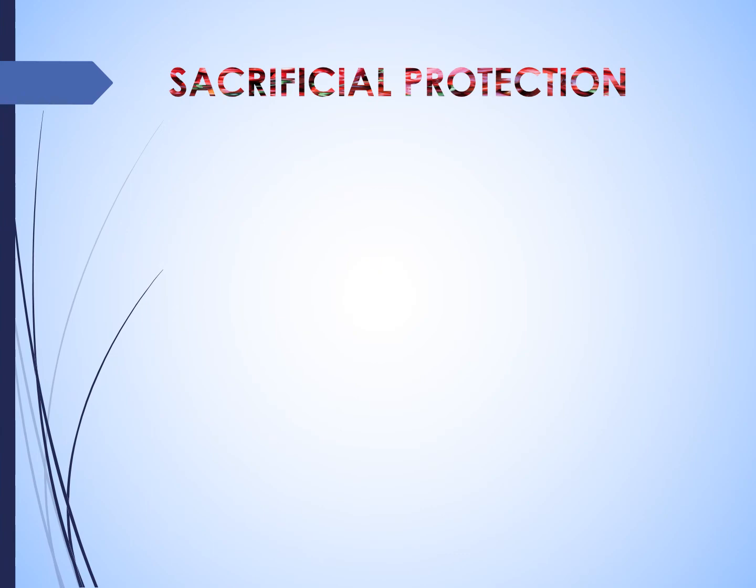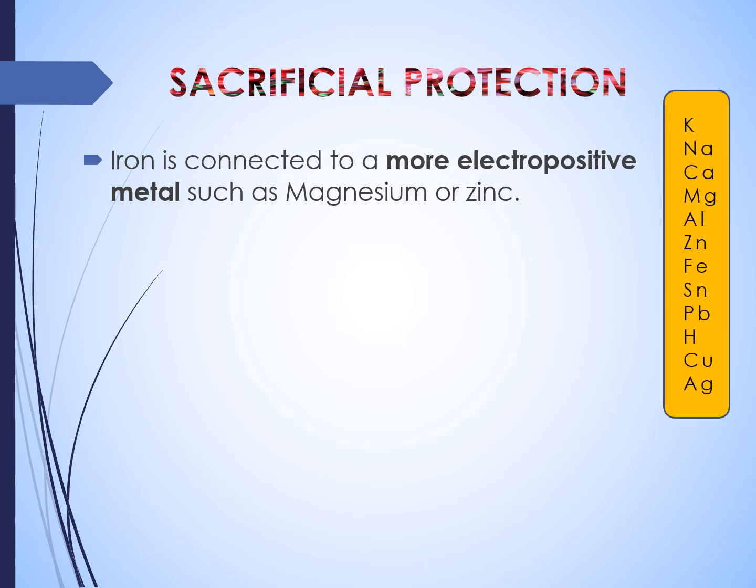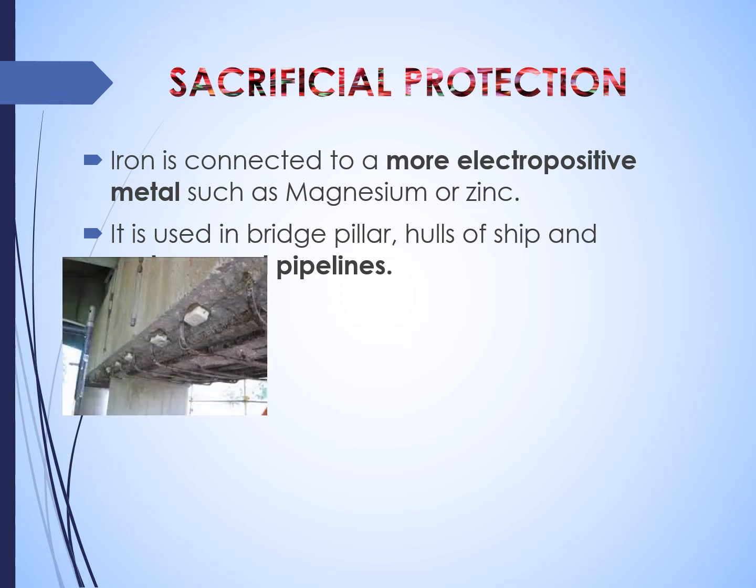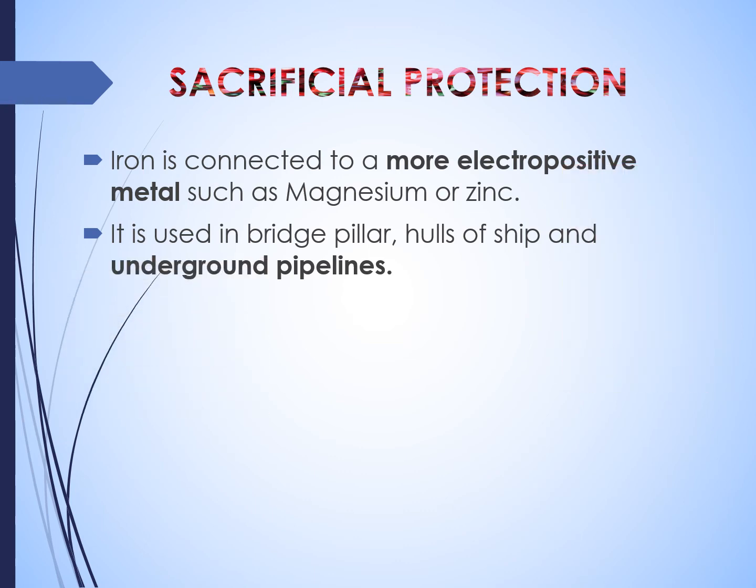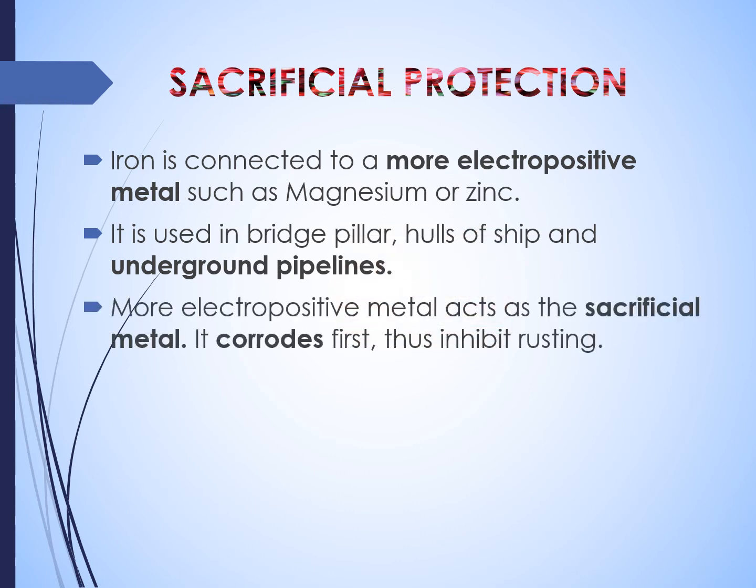Sacrificial protection. Iron is connected to a more electropositive metal such as magnesium or zinc. As we can see in electrochemical series here, magnesium and zinc are more electropositive than iron. This method is used in bridge pillars, and hull of ship and underground pipelines. More electropositive metal acts as the sacrificial metal. It corrodes first, thus inhibits rusting.